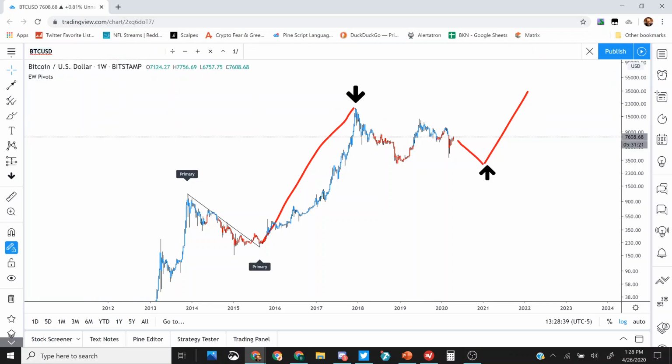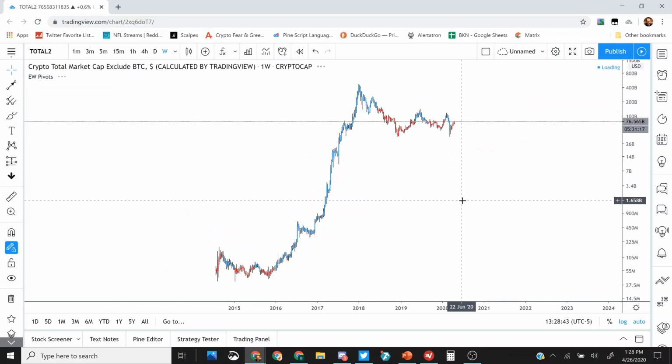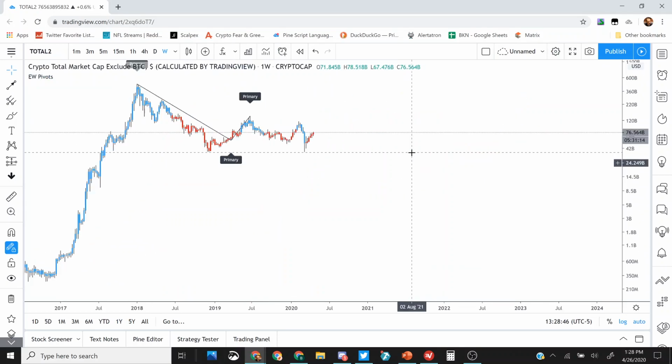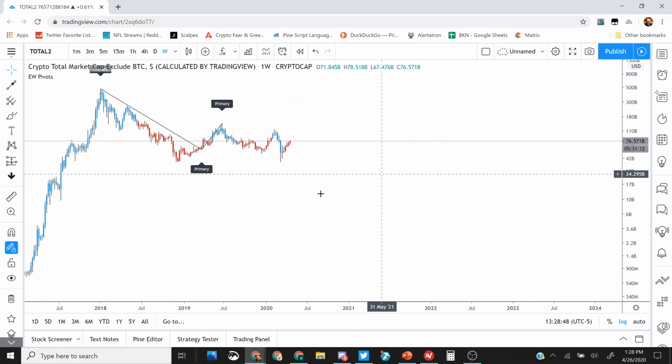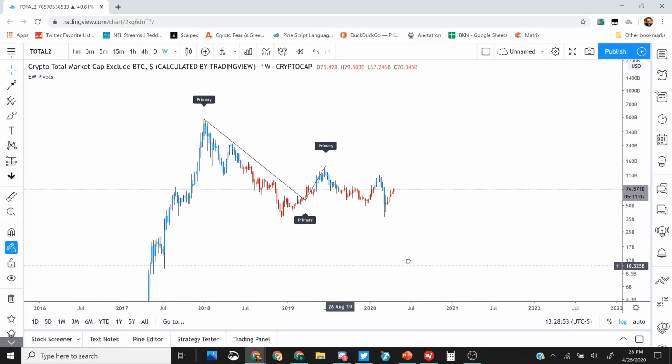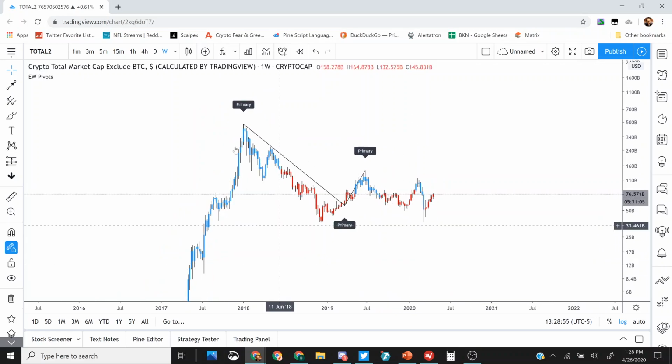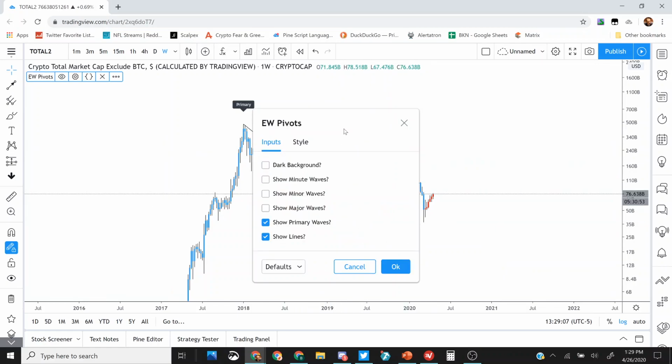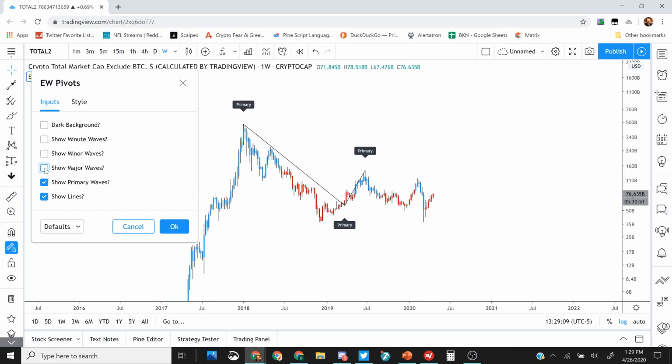Let's go look at total 2 real quick. This chart's going to look quite similar to the Ethereum chart. So this pivot got some late confirmation, unfortunately, but not a major deal, really. Actually, let's add the major waves instead of the primary.